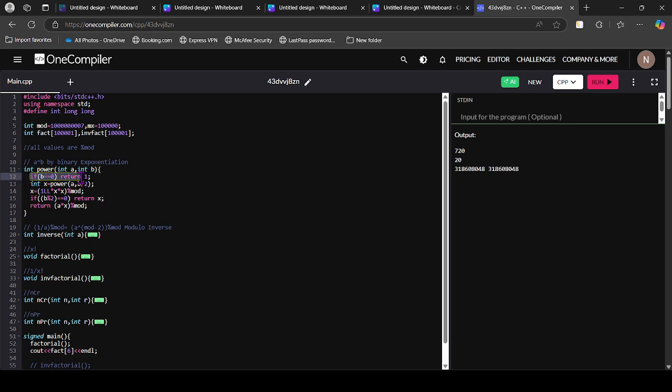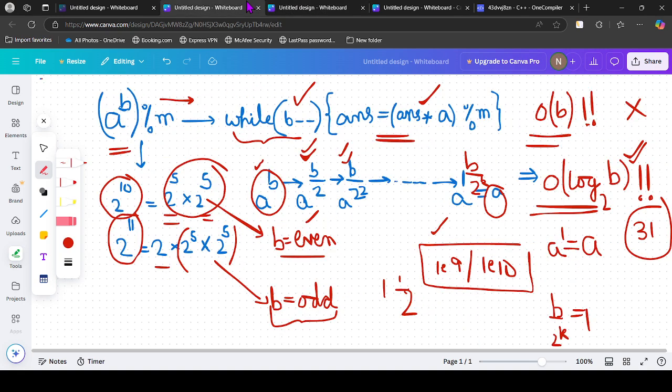So the base case is if b is 0, it is a power 0, which is 1, so return 1. And now we want a power b by 2. So int x is equal to a power b by 2. And x is equal to x into x mod m, because we want 2 power 5 into 2 power 5 in both even and odd cases. So we can just replace it by 2 power 5 into 2 power 5, because we want it in both cases, but we multiply with an extra a if it is odd.